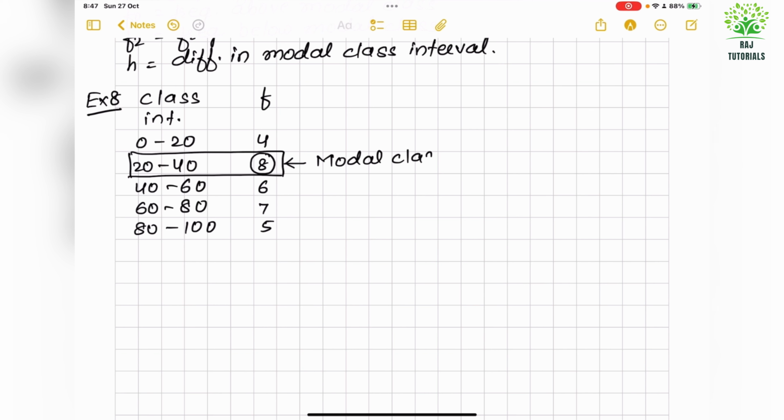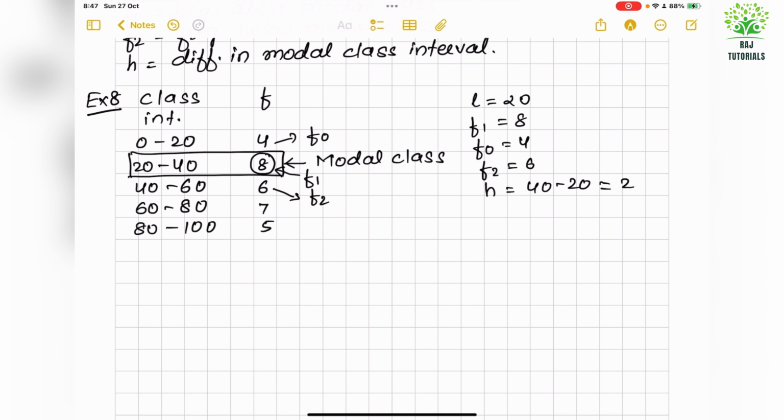Now F1 was the frequency of modal class. So 8 is F1, 6 will be F2 and 4 will be F0. Now L will be the lower limit. So L equal to 20, F1 equal to 8, F0 equal to 4, F2 equal to 6 and H will be 40 minus 20. So that is 20.